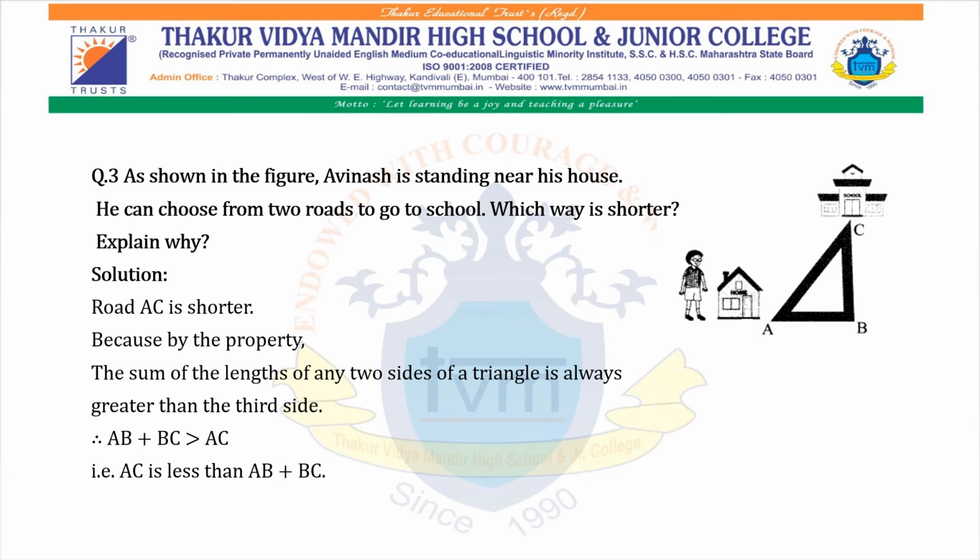Question 3. As shown in the figure, Avinash is standing near his house. He can choose from two roads to go to school. Which way is shorter? And explain why.